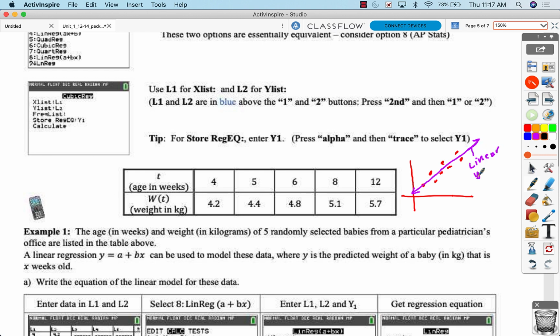Linear means like y equals mx plus b. But for some reason, this stuff's built in stat, and stat people don't like being like the algebra people, so they write a plus bx. That's what we're going to be attacking. Most likely it is going to be linear though. So this is what you do: I need to put this data in my calculator.